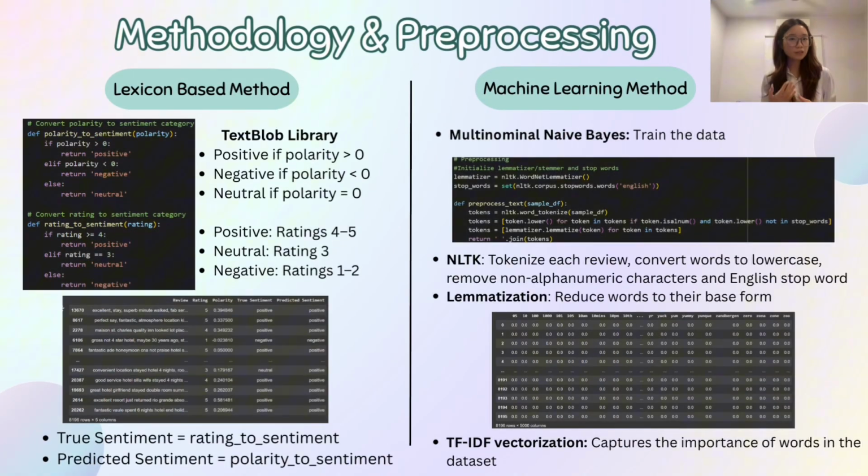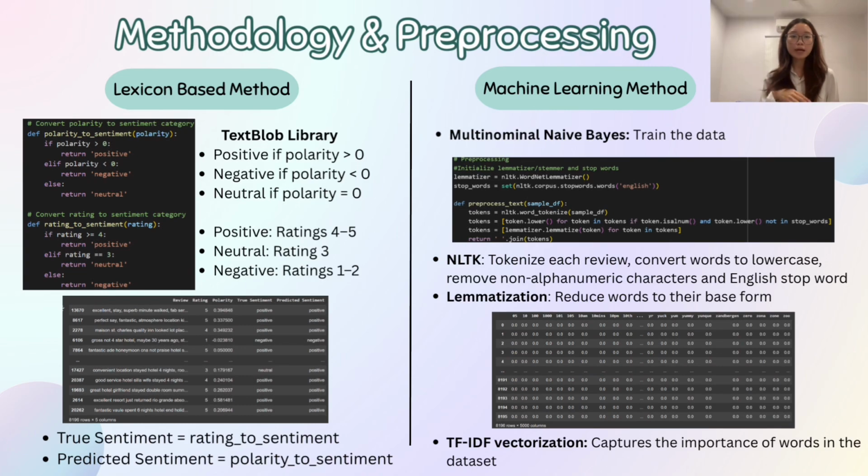Let's take a look at the methodology and pre-processing of the dataset. The analysis began by taking a 40% random sample of the dataset using my student ID to ensure uniqueness. The analysis used two methods. First, the lexicon-based method with the TextBlob library. This assigns each review a polarity score from -1 to +1 and pairs it with the numerical rating from 1 to 5. Ratings and polarity scores were then converted into sentiment categories, which are positive, neutral, or negative, and stored in two columns, true sentiment from ratings and predicted sentiment from polarity, which allows for direct comparison.